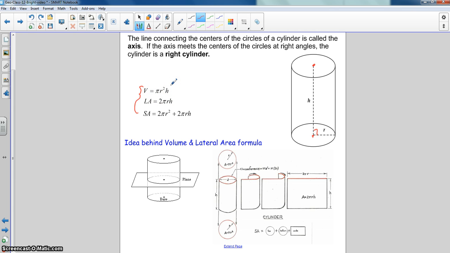Now lateral area is the area of the sides. We don't really have a side, but if I were to cut along one of these sides that I see here and unroll it, I'd actually get a rectangle whose dimensions are h by 2 pi r, so the lateral area is just 2 pi r h. For surface area, I also have to incorporate the area of the bases, so that's an additional 2 pi r squared.